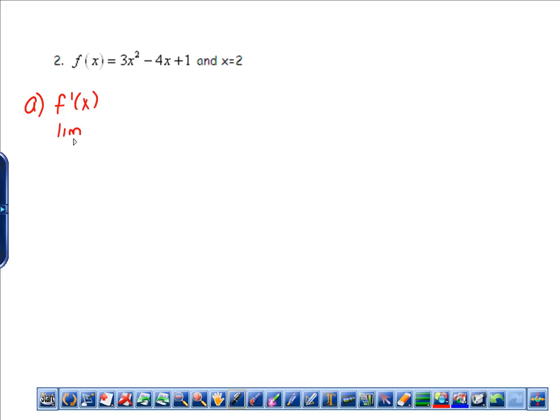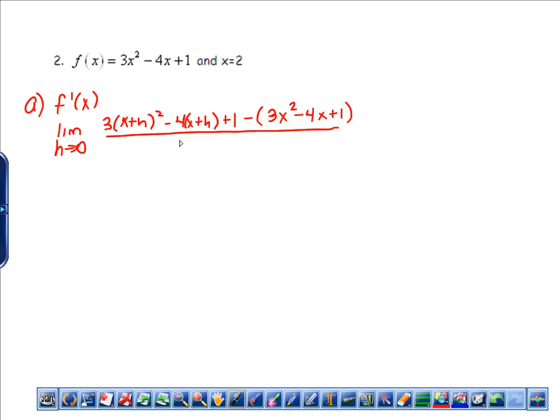And the way we're going to do that, remember, is to take the limit as h approaches 0 of f of x plus h, which is going to be 3(x plus h) squared minus 4(x plus h) plus 1. So that's f of x plus h. Then we're going to subtract just f of x. And I'm using parentheses so that I make sure I subtract everything. And all of that over h.